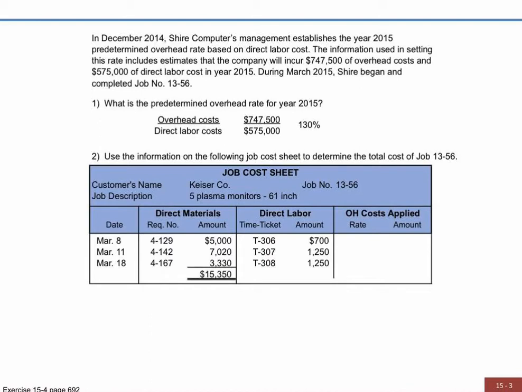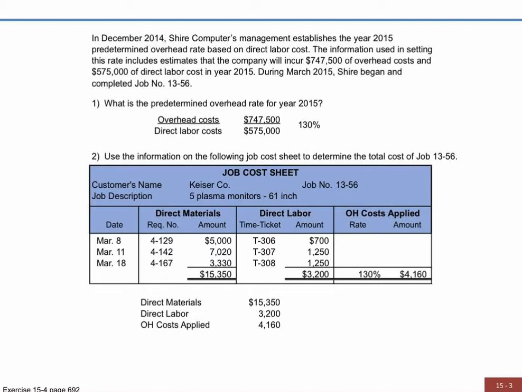So for direct materials, again, we're going to add up the actual direct materials traceable to that job. Direct labor, similarly, we're going to calculate by adding up the direct labor traceable to that job. And then the overhead, we're going to take that total labor used on this job, the 3,200, as an actual amount, and multiply it by the 130% to get the amount of overhead costs we're going to apply to that job. So for the total cost, we'd have $15,350 for direct materials, $3,200 for direct labor, and then the overhead would be the $4,160. So we'd get total cost for the job by adding those three numbers together.